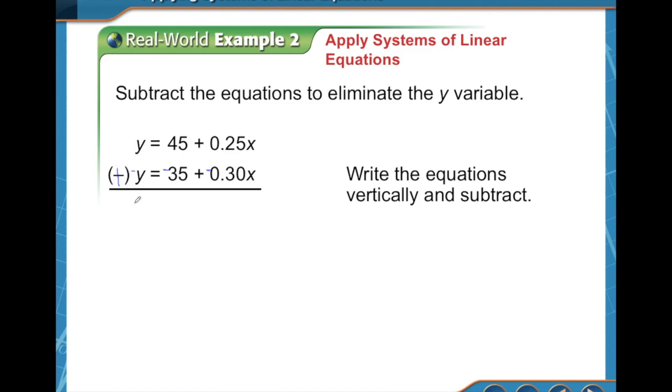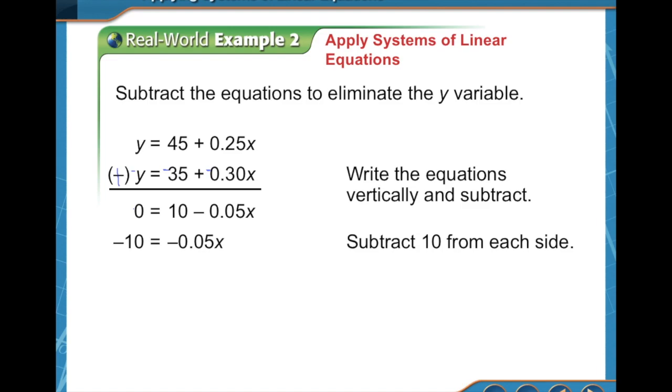So y plus negative y is 0. So we get 0. Now all these numbers make sense. 45 minus 35 is 10. And 0.25 minus 0.3 is negative 0.05, or a negative nickel. Great. So now you just have to do a couple algebra steps to solve for x, and then we're halfway home. So you can subtract 10 from both sides, and now you want to get x all by itself, so you can divide both sides by 0.05 or multiply by 20, either one. And you would get x equals 200.